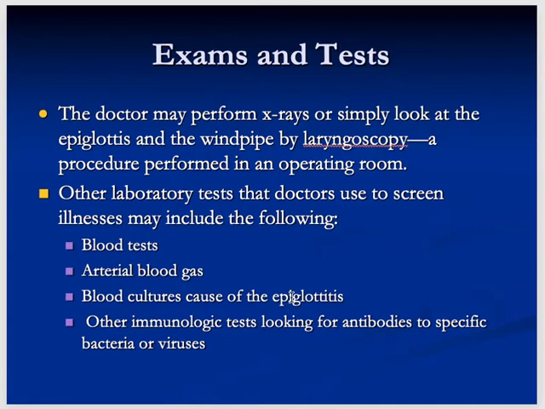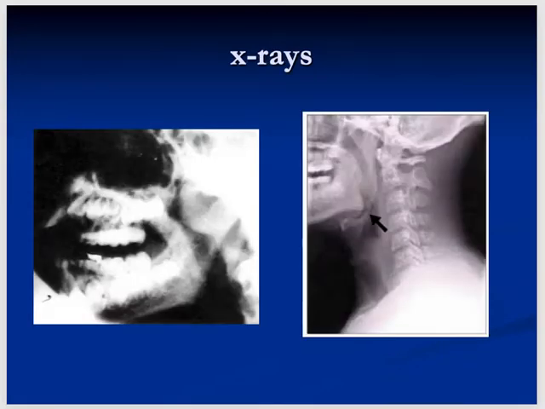One more thing, there are other investigations we can do. We can do laryngoscopy, and we can do blood tests: CBC, ESR, CRP, of course. CBC will show increased WBCs, either lymphocytes or neutrophils, depending on the type of organism causing this condition. If airways are compromised or going to be compromised, we can do arterial blood gases, and we can do blood cultures to check what kind of organism is there. Other immunological testing can look for antibodies or specific bacteria or viruses. We can also do an X-ray, and what we will see on the X-ray is very interesting.